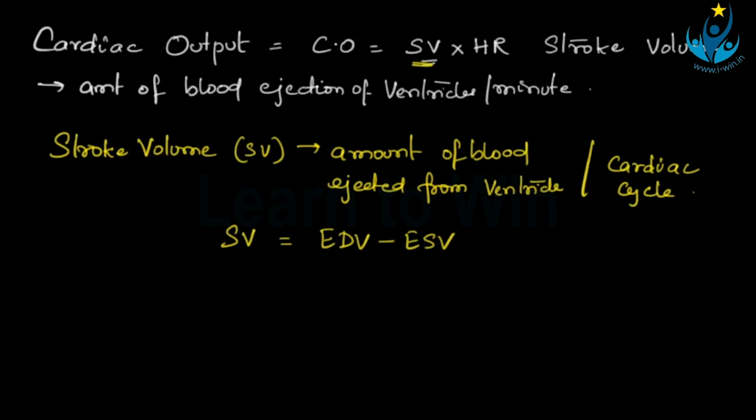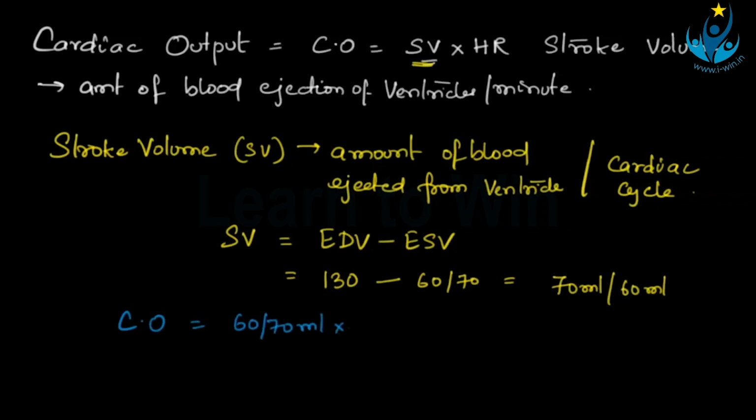So when you take the total amount and subtract the leftover amount, you will get the amount that has been pushed. So it is 130 minus 60, or 70, which will come around to again 70 ml or 60 ml. So each cardiac cycle, the ventricles, whether it's the left ventricle or right ventricle, push out blood of 60 to 70 ml into the pulmonary trunk and into the aorta. So when you calculate cardiac output, it will be 60 or 70 ml into the number of heartbeats.